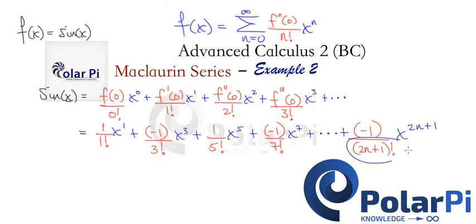And so does this give us 1 factorial when n is 0? Surely it does. Look at this general term. When n is 0, we get 2 times 0, which is 0, plus 1 factorial.